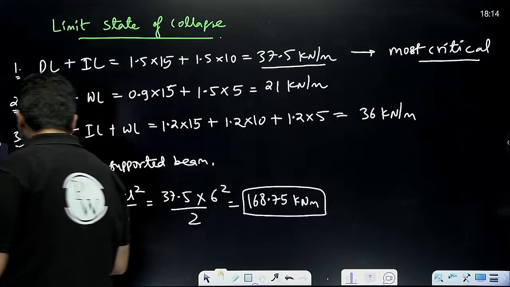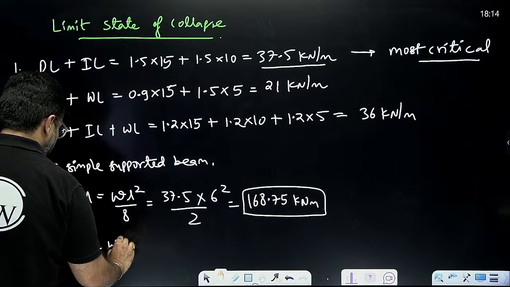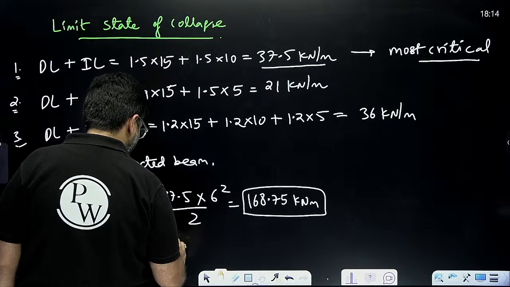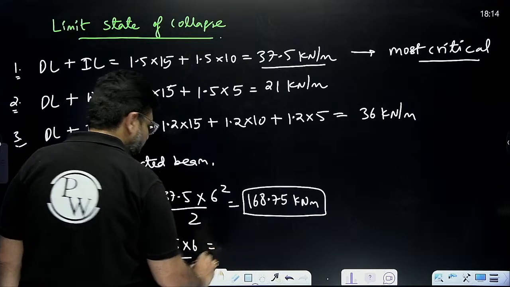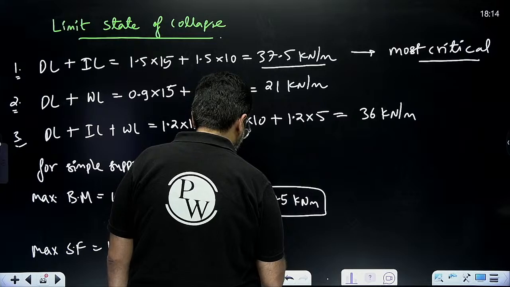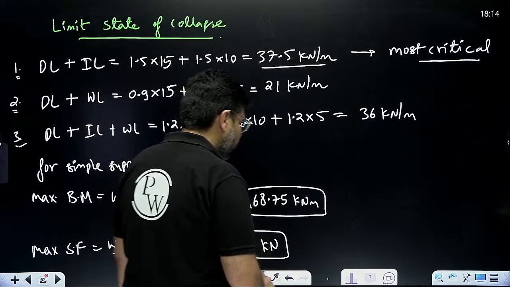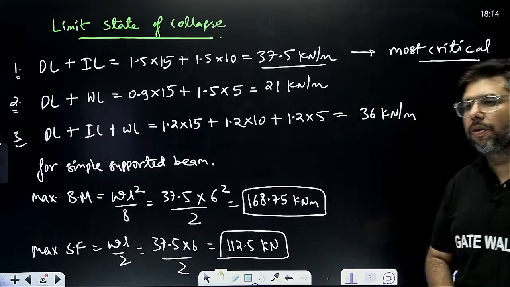And maximum shear force, how much are you getting? Tell me fast. WL by 2, that is 37.5 into 6 divided by 2. How much are you getting? That is 112.5 kilonewton. This is the maximum bending moment and maximum shear force under limit state of collapse.